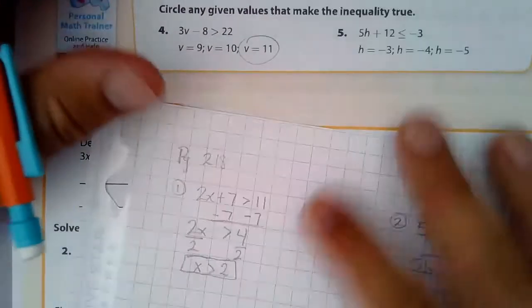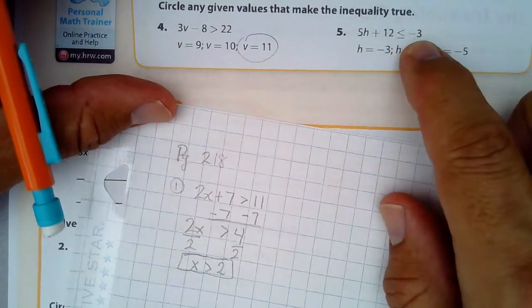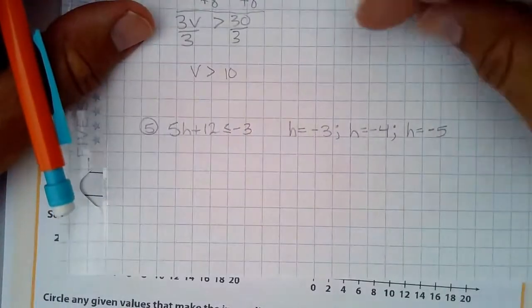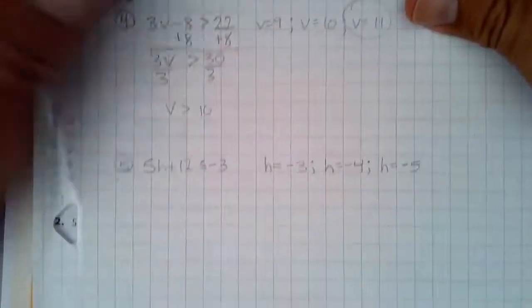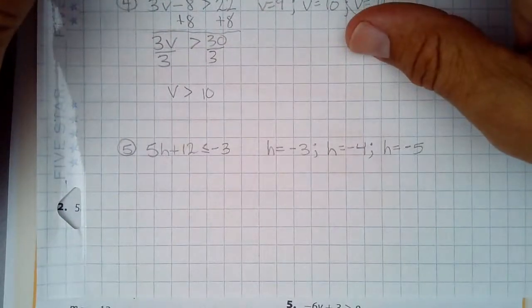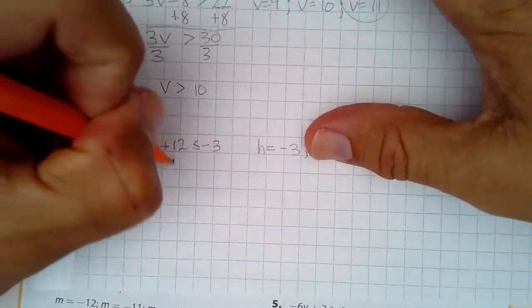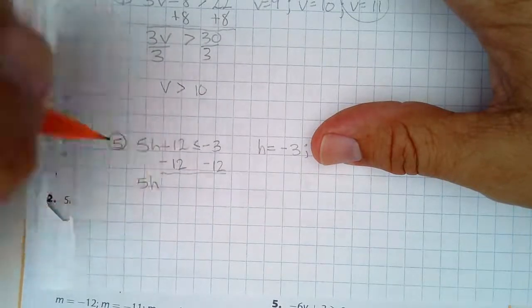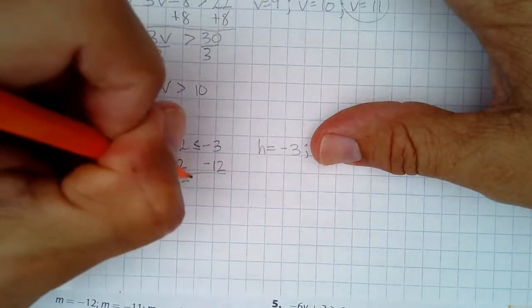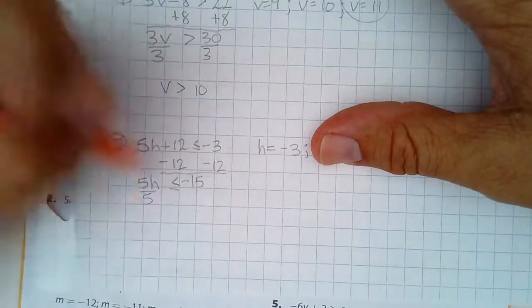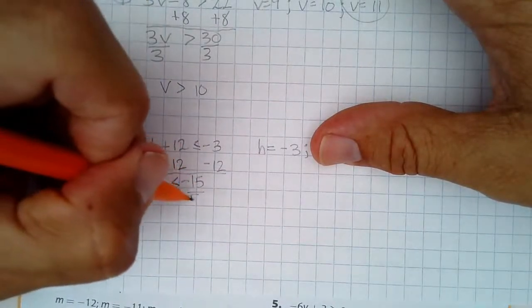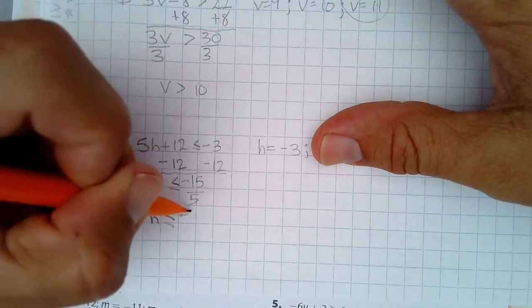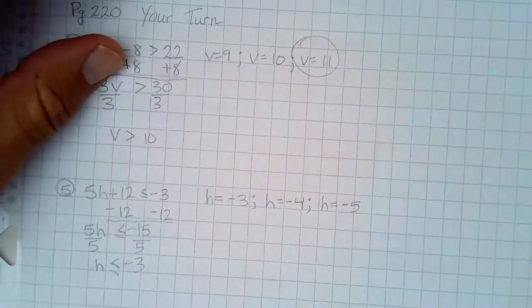Okay, the other one is 5h plus 12 is less than or equal to negative 3. So I would just solve it again. I'm not going to plug every one in there. That's too much work. So I subtract 12, and 5h is less than or equal to negative 15. I divide by 5, and h is less than or equal to negative 3. So which of these are less than or equal to negative 3?